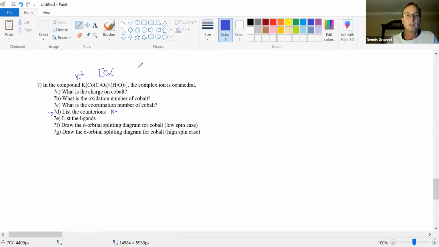And then the other thing inside brackets is the transition metal complex. Think of it as just a big, large ion. It's all covalently held together. Even though you have some things like oxalate, which is ionic, transition metals are weird. This ionic molecule, oxalate, is being covalently bound to the cobalt.